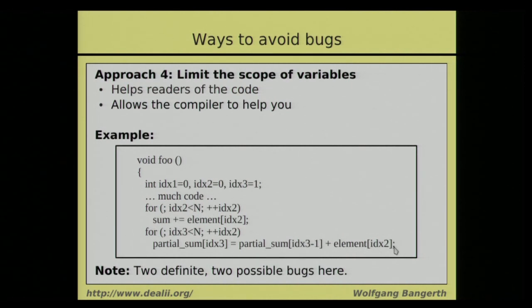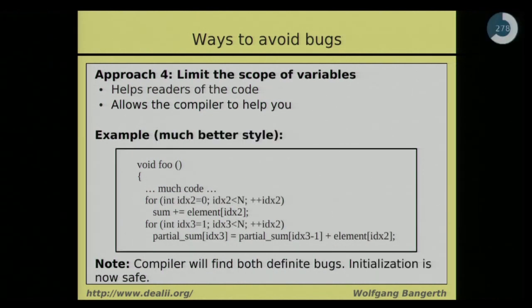Then similarly, I have forgotten that I should also use idx3 in this particular place here. So these are two definite bugs. There are 2 possible bugs as well. Namely, I initialized idx2 and idx3 in these 2 places here, but maybe I have already used them in this code in between here. So maybe they are not at the value anymore that I expect, or that I had at the time when I wrote the code initially. So these are 2 possible bugs.